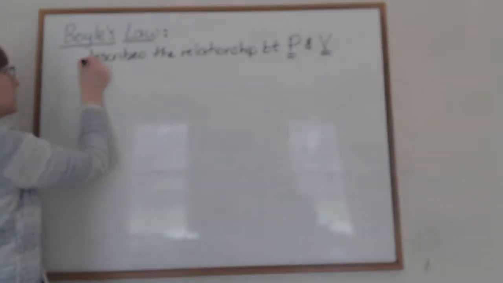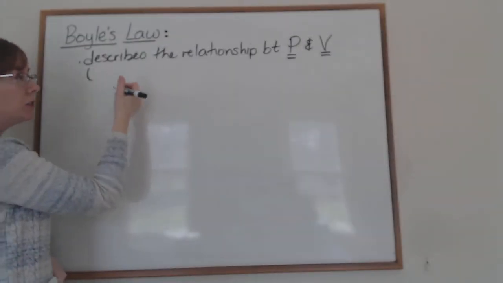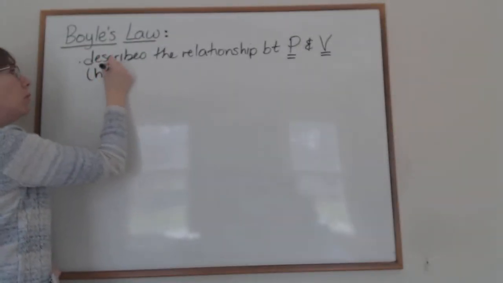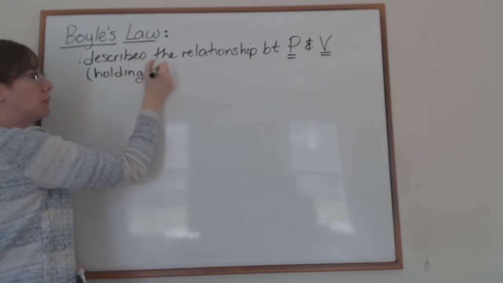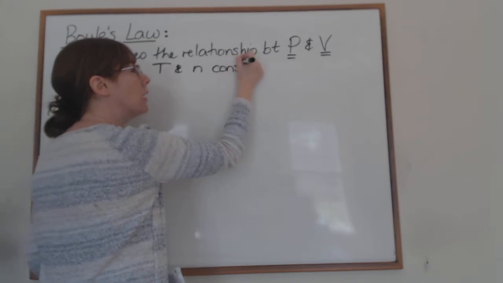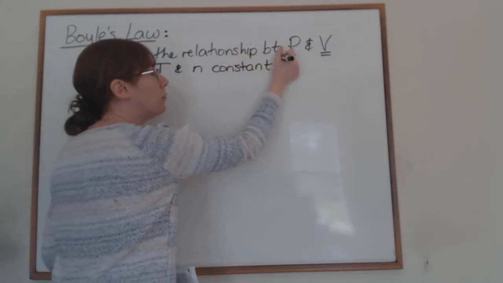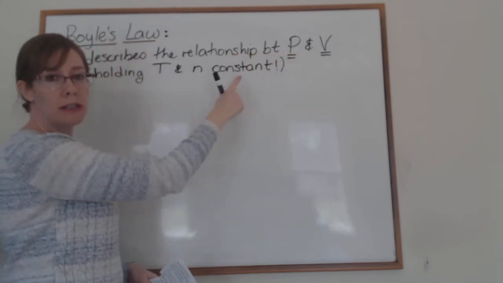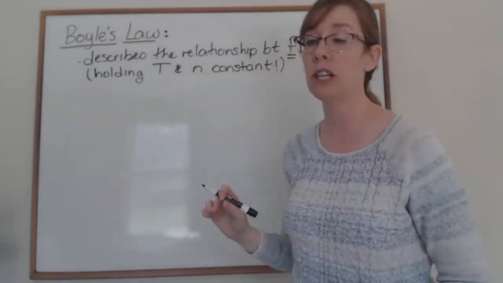And what is assumed is that you are holding the other 2 properties, which, as you remember, are temperature and number of moles, constant. So Boyle's Law is always assuming that you're holding these 2 constant. You're not allowing them to change.